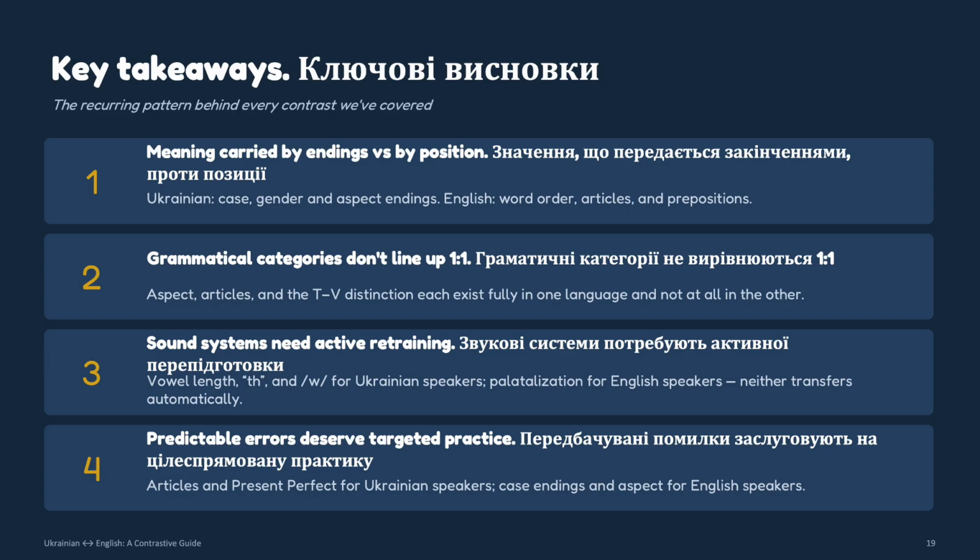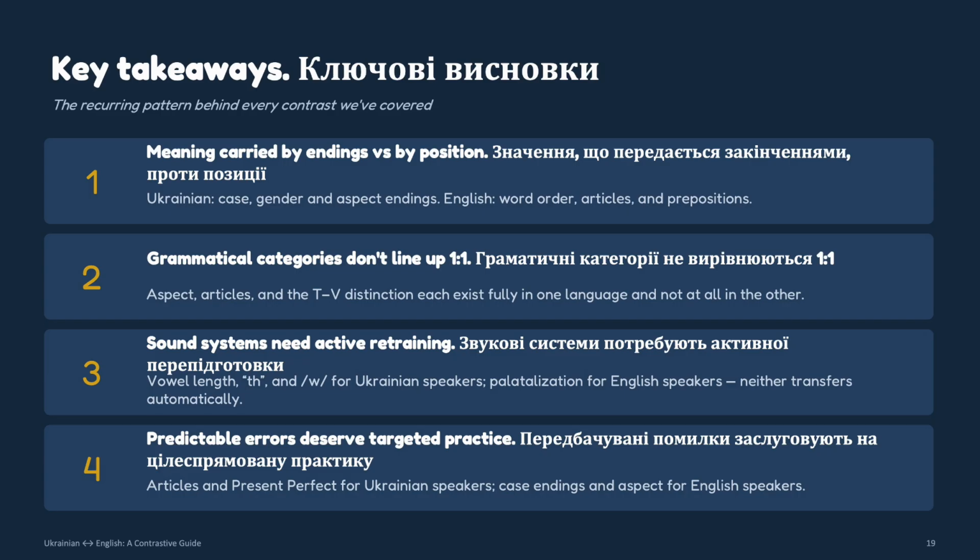Okay, so let's pause here and pull out the pattern that's been running underneath everything we've covered. One: meaning gets carried by endings versus by position. Ukrainian leans on case, gender, and aspect endings. English leans on word order, articles, and prepositions. Two: grammatical categories don't line up one-to-one. Aspect, articles, and the T-V distinctions.